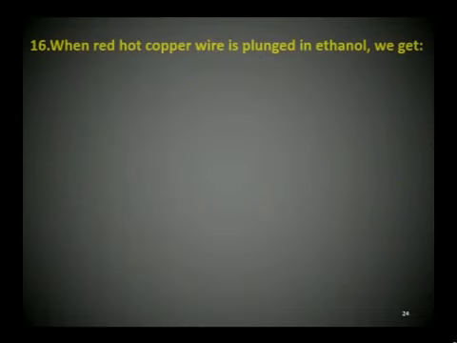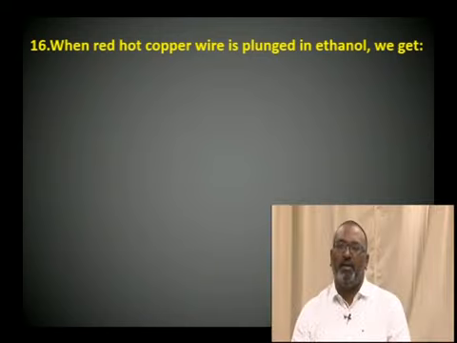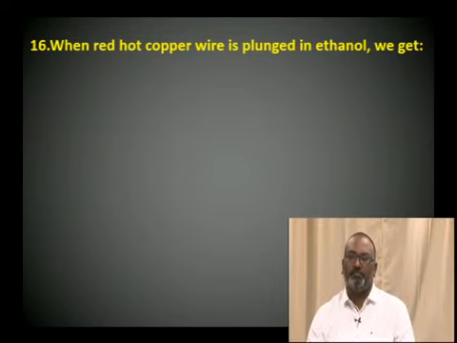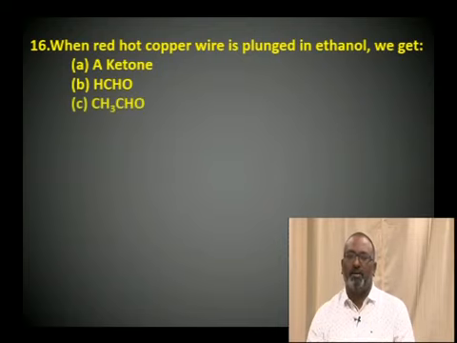Question number 16. When red hot copper wire is plunged in ethanol, we get a ketone, formaldehyde, which is called methanol, acetaldehyde, which is called ethanol, or C2H5 twice O, which we can call a pentanone, the ketone.